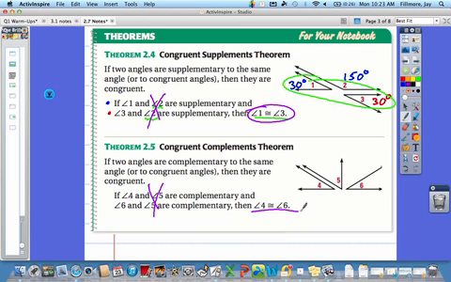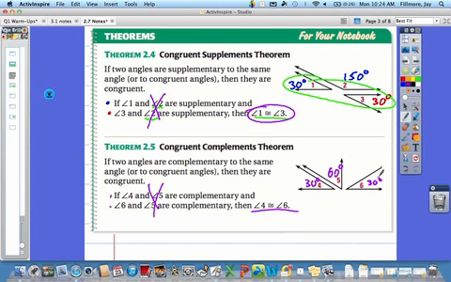Angle 4 is congruent to angle 6. And to throw some numbers in here, let's say that angle 4 is 30. If you're using our first statement, angle 4 and angle 5 are complementary, they should add to 90, so angle 5 should be 60. And our second statement, if 6 and 5 are complementary, they should add to 90. So 60 plus angle 6 should equal 90, so angle 6 must be 30.